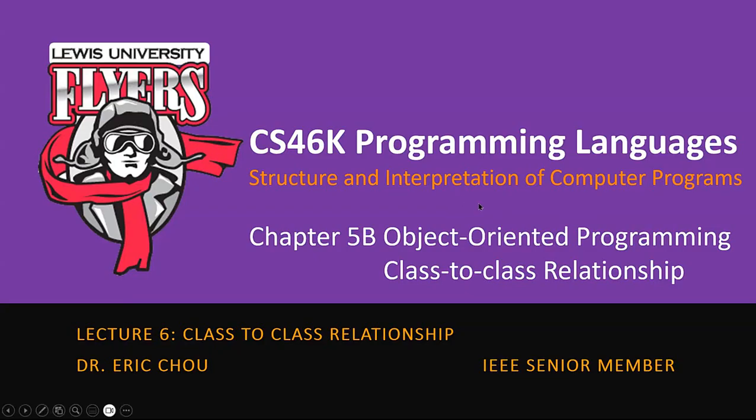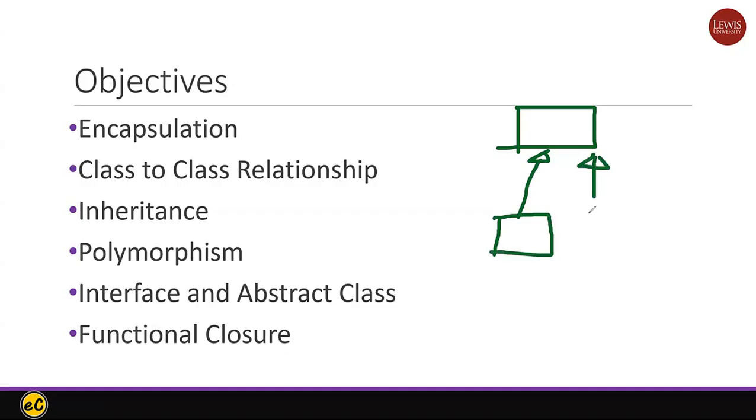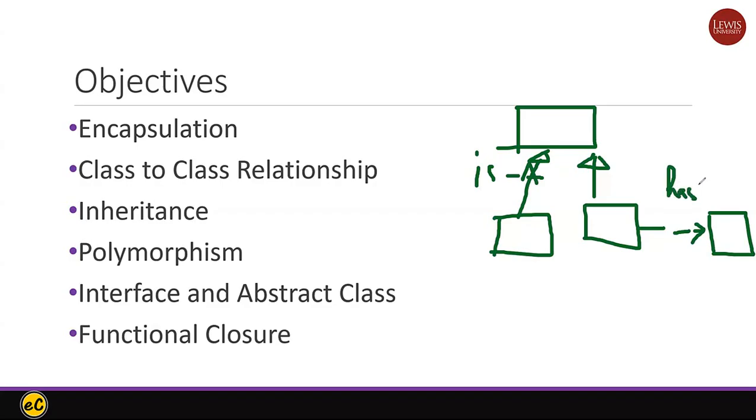Okay. So this week we are talking about class-to-class relationships. Last week we talked about basic class design. So this week we are going to talk about class-to-class relationships. Basically there are two kinds of class-to-class relationships. One is called the is-a relationship. The other one is the has-a relationship. The is-a relationship is for inheritance. The has-a relationship is association or aggregation.